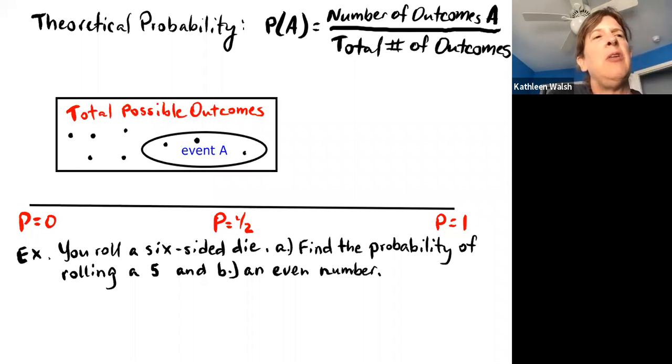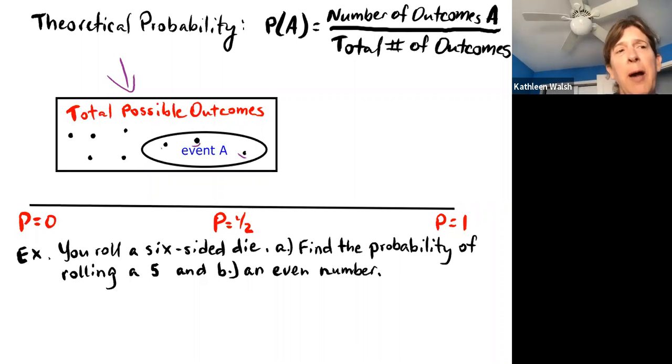Well, let's look at this visual right here. I have in the rectangle total possible outcomes, okay? Within that rectangle, I have an oval of event A. Notice that these three dots inside event A are also within the rectangle of total possible outcomes. So you can see that everything in event A is also included in total possible outcomes.